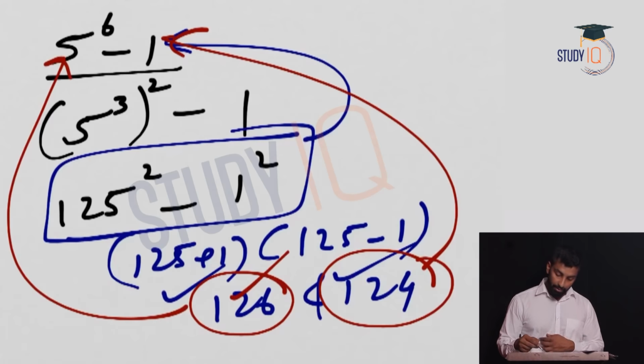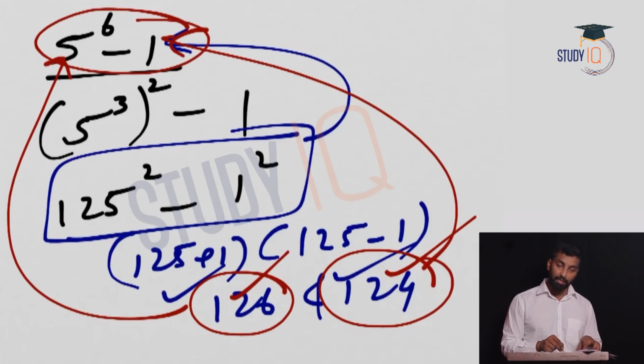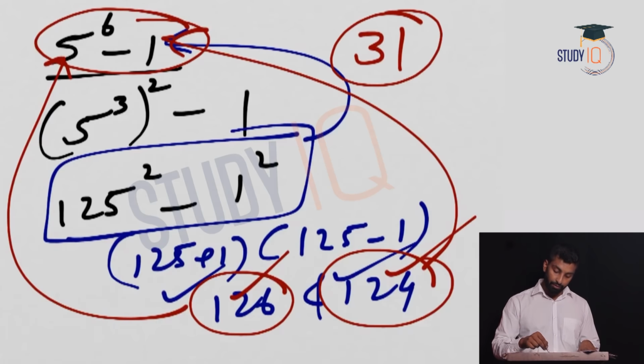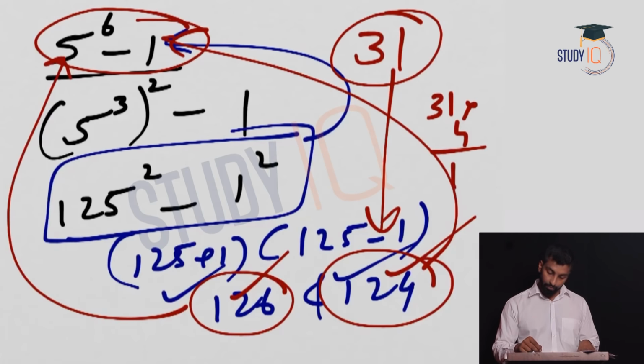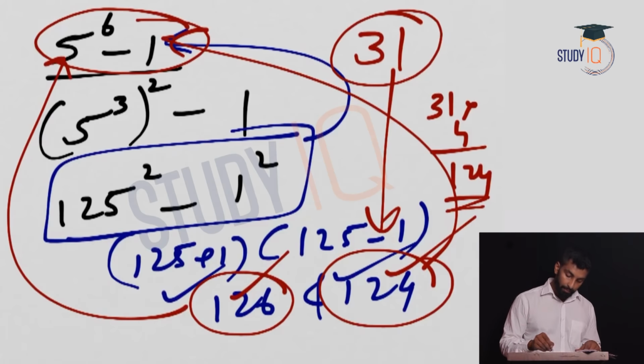Now if it is divisible by 126, all the factors of 126 can also divide 5 raised to 6 minus 1. Same way, if 124 divides 5 raised to 6 minus 1 without any remainder, it means all the factors of 124 can also divide 5 raised to 6 minus 1. So in this case, 31 is one of the factors of 124, because 31 into 4 is actually 124, right? So with 4 also you can divide, with 31 also you can divide. So which one will you pick? You'll pick 31 as your answer.